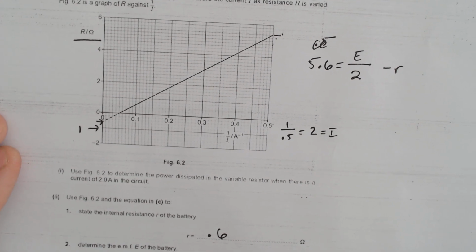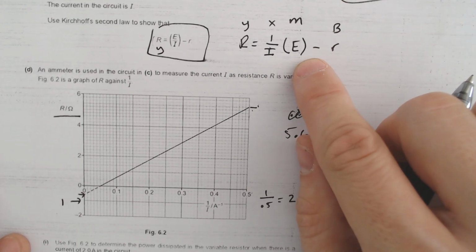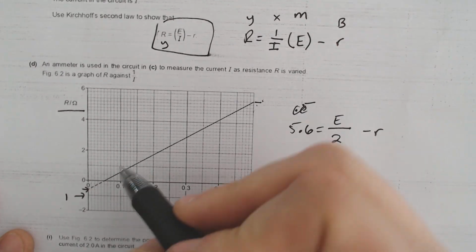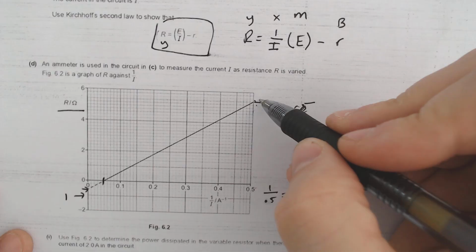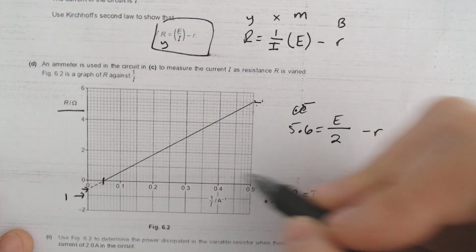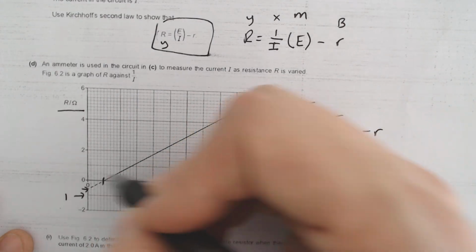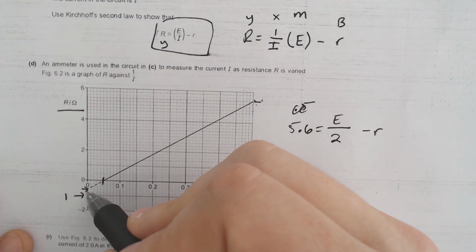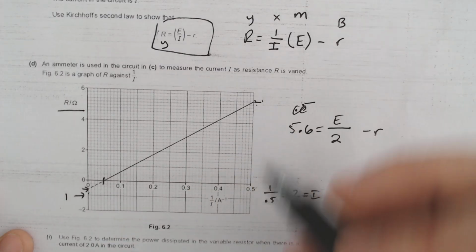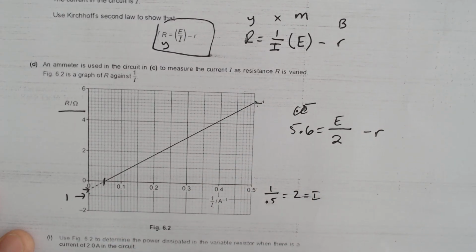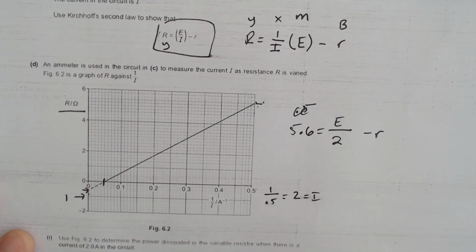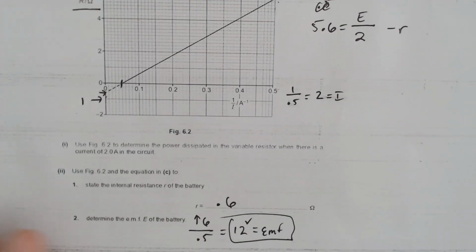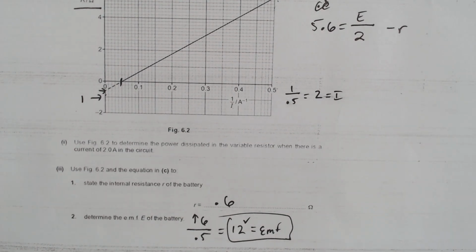So, actually, wait a minute. E is the slope. So what's the slope in this equation? We went up by, from here to here, we went up by 5.6 and over by, like, not 0.5. Well, I guess we could say we went up by 6 and over by 0.5. Up by 6, over by 0.5 ends up equaling 12 volts is equal to the EMF. All right? 12 volts is equal to the EMF.